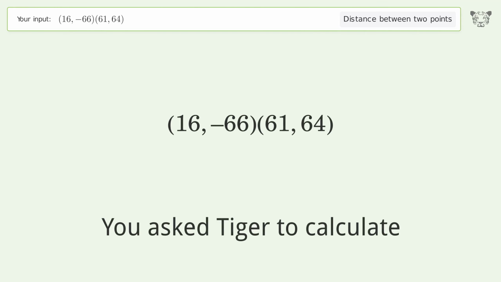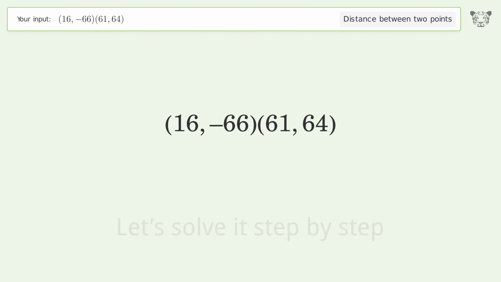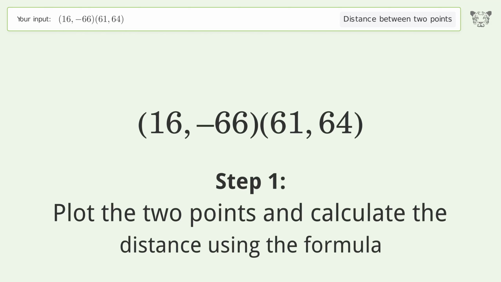You ask Tiger to calculate. This deals with the distance between 2 points. The distance between the 2 points is the square root of 18,925 or 137.568. Let's solve it step by step. Plot the 2 points and calculate the distance using the formula.